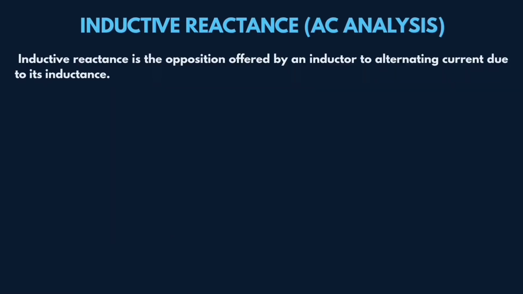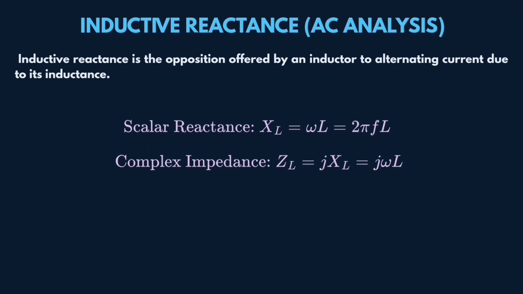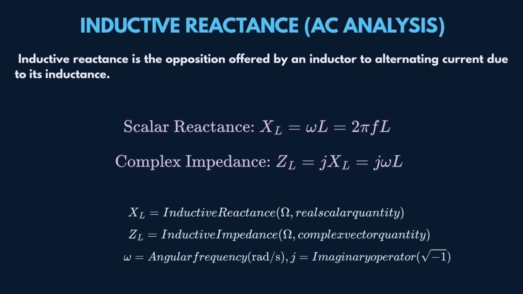The inductive reactance is the opposition offered by an inductor to alternating current due to its inductance. Scalar reactance XL is given by omega L, which is 2 pi f L. Complex impedance ZL is given as jXL, which is nothing but j omega L.